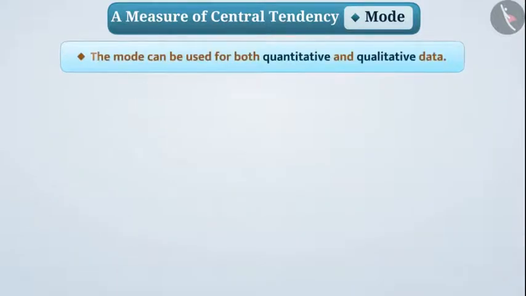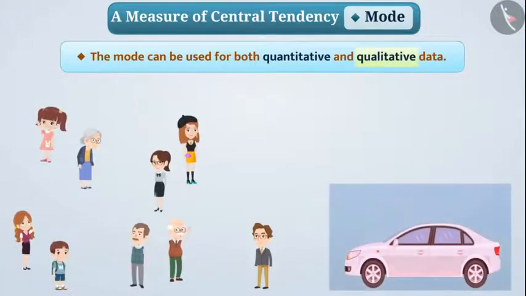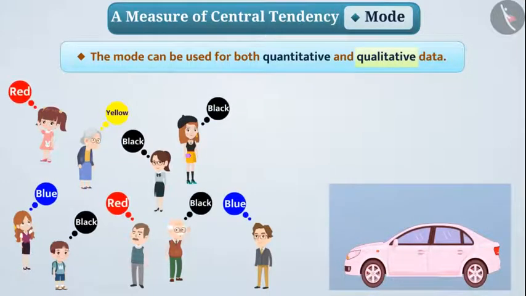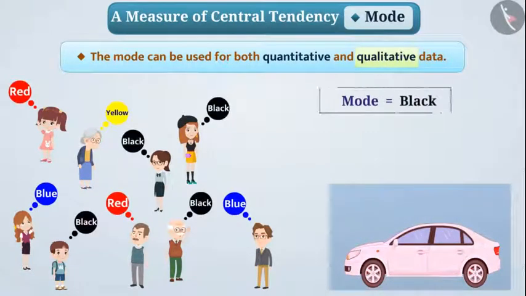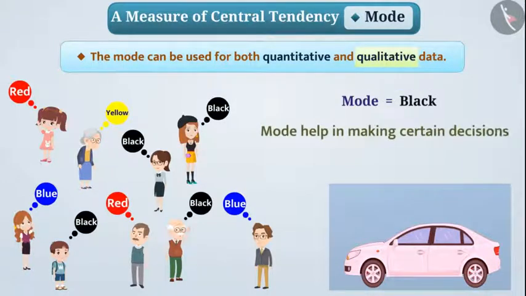The mode can be used for both quantitative and qualitative data. We have seen examples of quantitative data. Let's look at the example of qualitative data. Suppose a family wants to buy a car. Following are the opinions of the family members regarding the color of the car. Their mode is black color. So, the mode will help in making decisions related to color of the car.